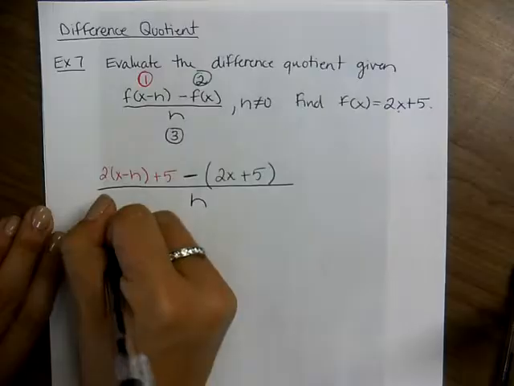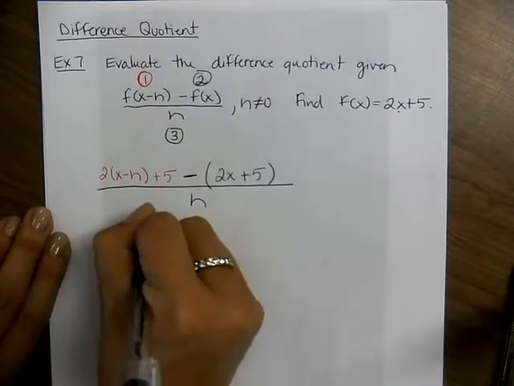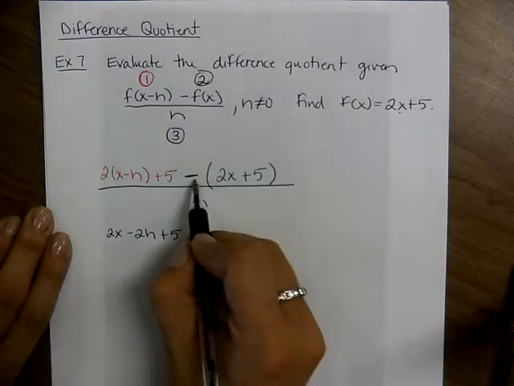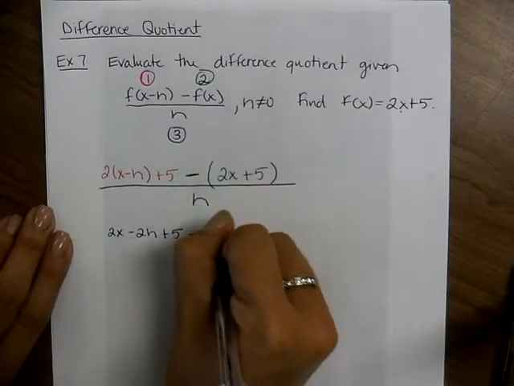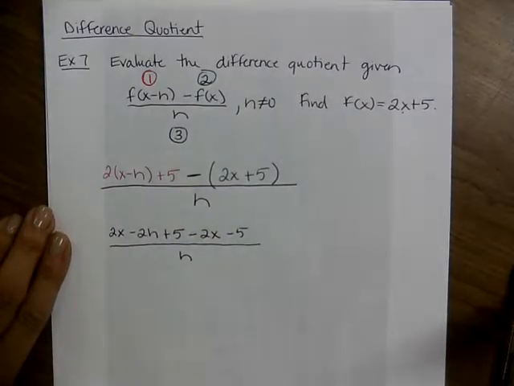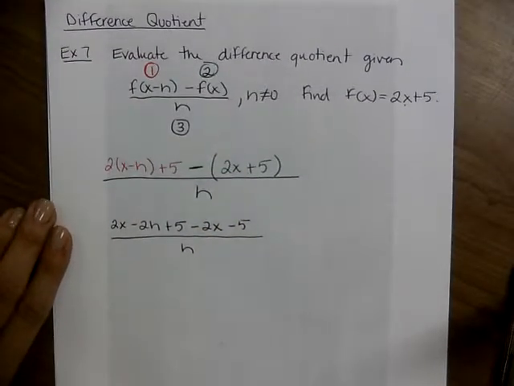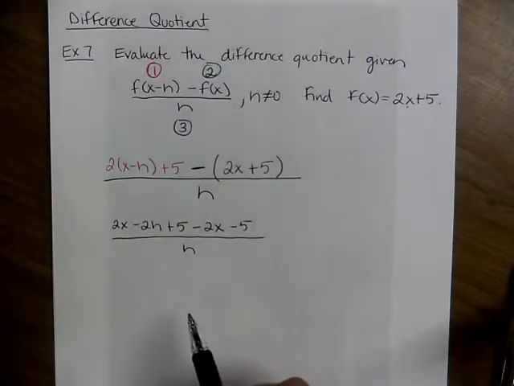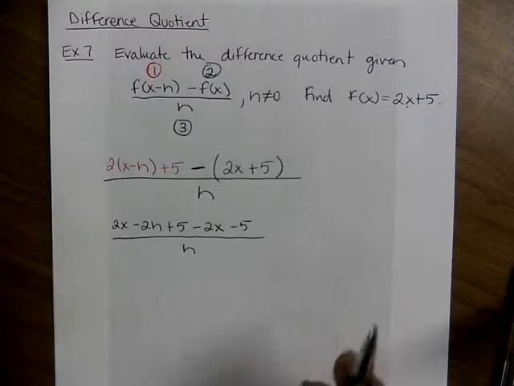So I distribute the 2. I get 2x minus 2h plus 5. Now I have to distribute my negative sign. So minus 2x minus 5, all divided by h. Another common mistake is students will forget about that denominator. They'll stop writing the divided by h. A lot of you don't like to show all your work. Start showing all your work on these. Trust me, it'll help you.